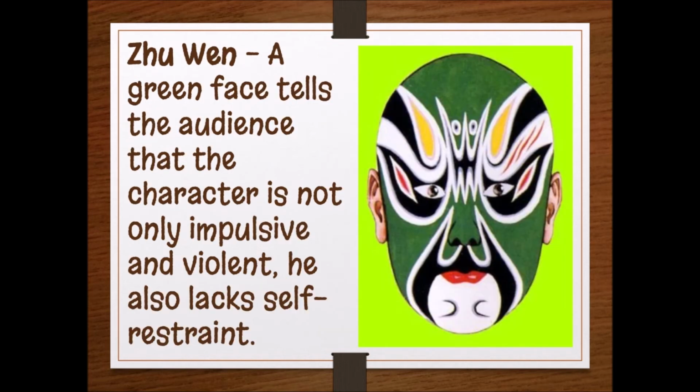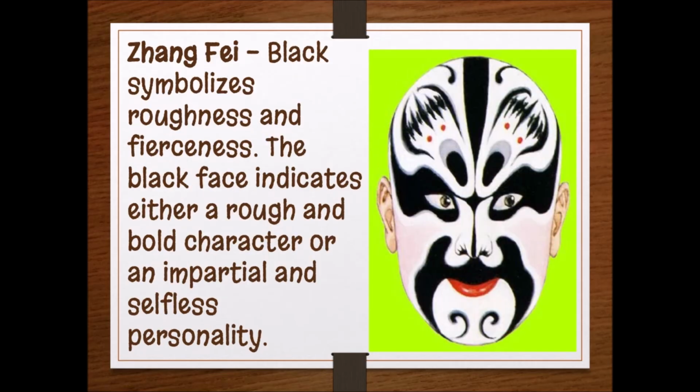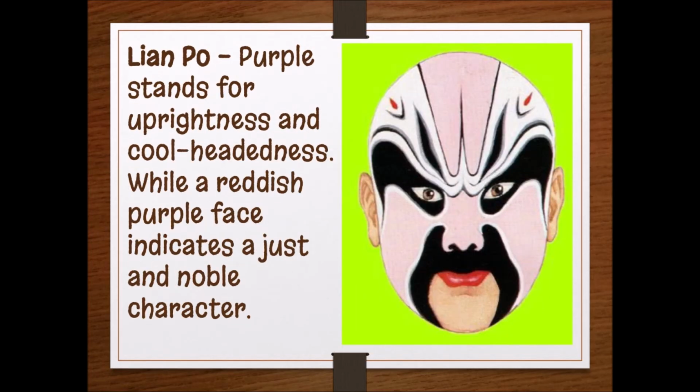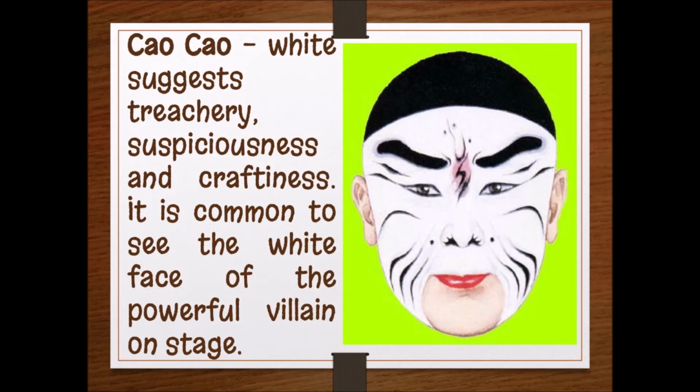Zhuan, a green face, tells the audience that the character is not only impulsive and violent, he also lacks self-restraint. While Zhangfei, a black face, symbolizes roughness and fierceness. The black face indicates either a rough and bold character or an impartial and selfless personality. Lianpu, purple, stands for uprightness and cool-headedness, while a reddish-purple face indicates a just and noble character. Then lastly, Cao Cao, white, suggests treachery, suspiciousness, and craftiness.